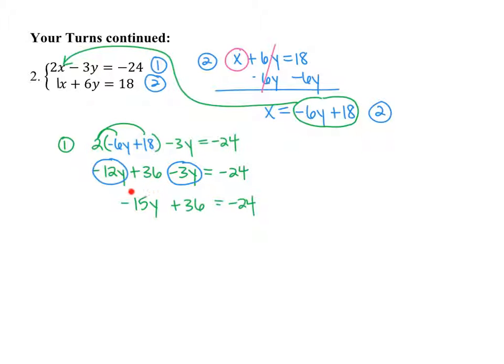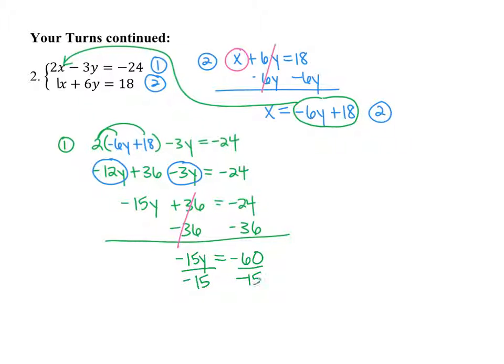So we want to get the term with the variable by itself, so get rid of everything else. So that means we need to subtract 36 from both sides, and that causes it to zero out on the left side. And then be careful with your negatives here. -24 minus 36 is a -60 is equal to -15y. And then our final step is to divide by -15, and we get y is equal to a +4. Box that up. So now we know that y is equal to 4.